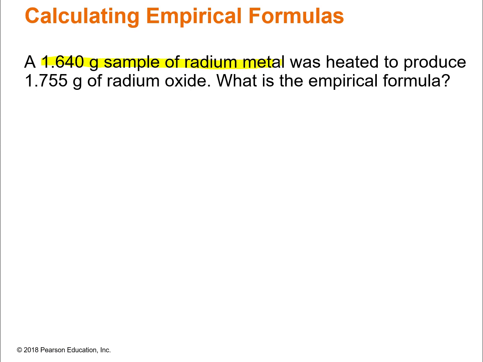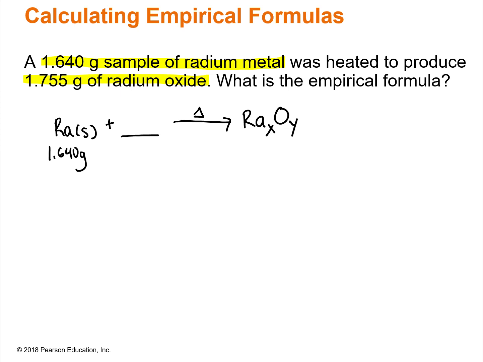Here are the 2 bits of information that we have. Now let's put them together. We have radium metal, and it was heated to produce some kind of radium oxide. I'm putting the X and the Y as subscripts because I don't know how many radiums and how many oxygens I have in this compound. So those are placeholders. That's what we're figuring out. What we also know from the problem is how much of the radium metal we have, 1.640 grams. And we also know how much radium oxide we produce.